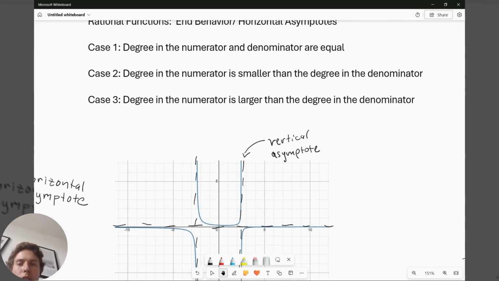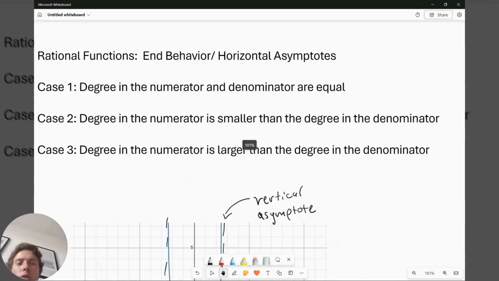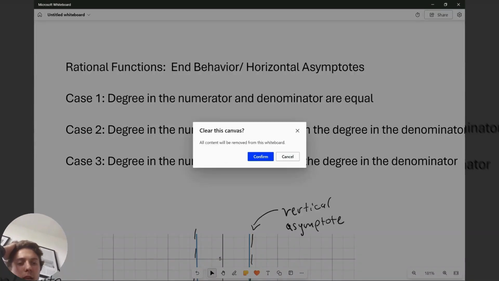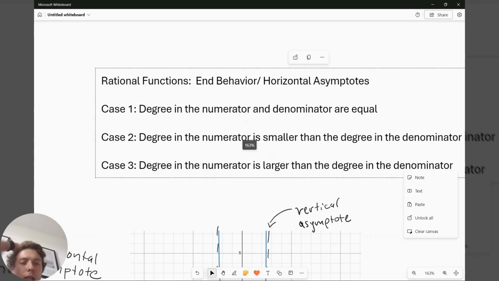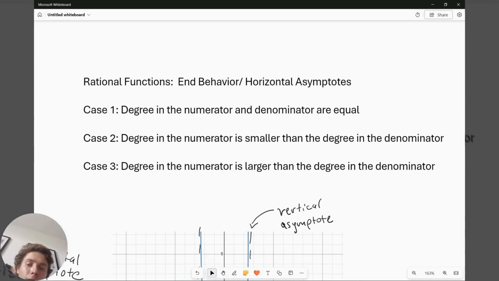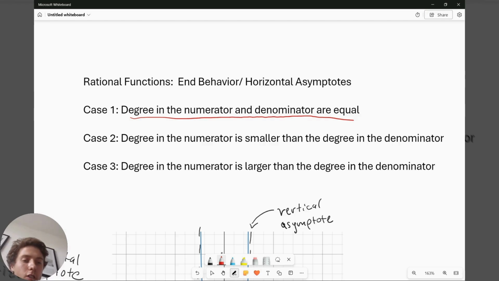First, let's start talking about horizontal asymptotes. Horizontal asymptotes have three cases that you can look at. These cases come about when you're looking at the actual function and the function's degrees on the top and the bottom. Case 1 says the degree in the numerator and denominator are equal. Let's first start with an example.